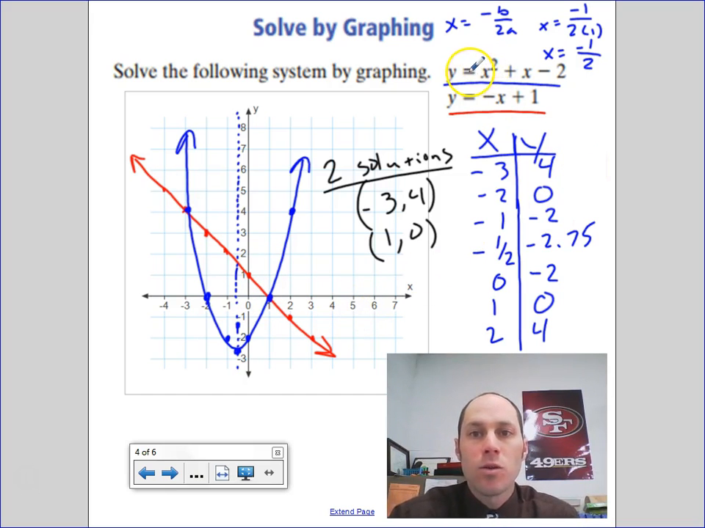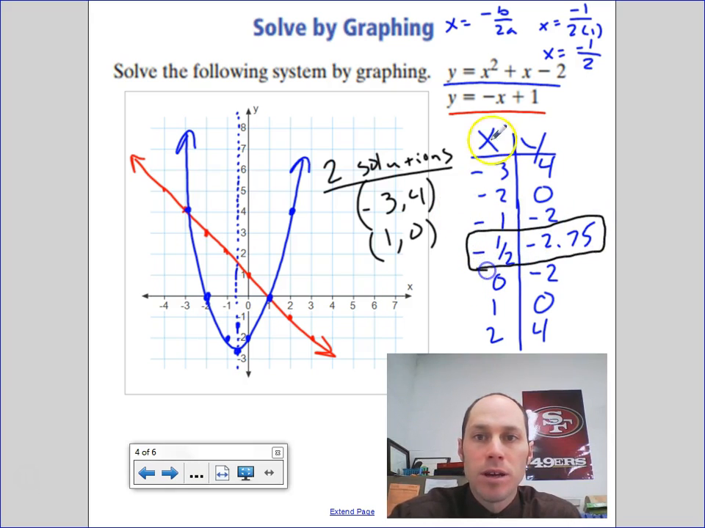Next, I graphed the quadratic equation. Since it's in standard form, I found my axis of symmetry. It's negative b over 2a, so negative 1 over 2 times 1 is negative half. Then I substituted to find my vertex, negative half. Plugged that into the equation, got negative 2.75, or negative 2 3/4. So then I found other points. I knew my y-intercept would be negative 2. I could reflect that across. And then I just found other points.